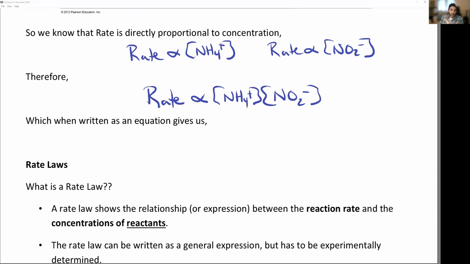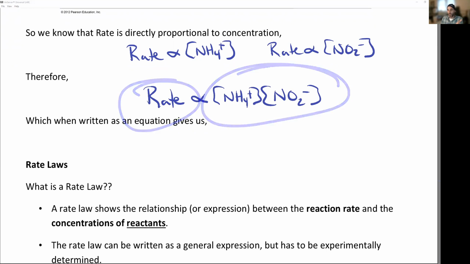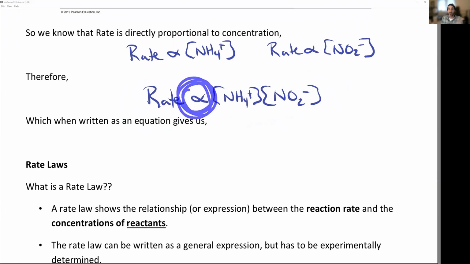We don't really do anything with this in actuality, right? There's nothing that I can do with this proportionality. It shows me the relationship between rate and the two concentrations, but this is problematic. We're used to seeing that as an equal sign, right? So my question to you is, how do we change that into an equal sign? There's a mathematical way that we actually turn this into an equation, and hopefully you remember this from math. If I want to turn that into an equal sign, what do I need in order to do that?